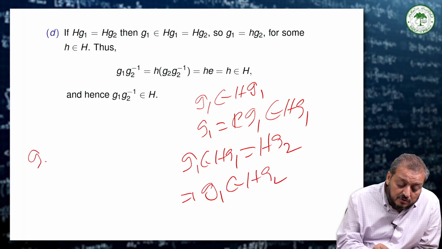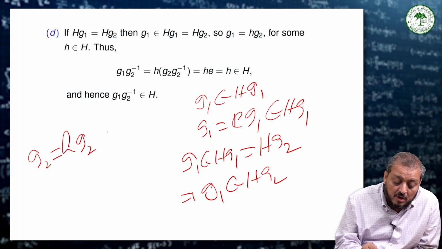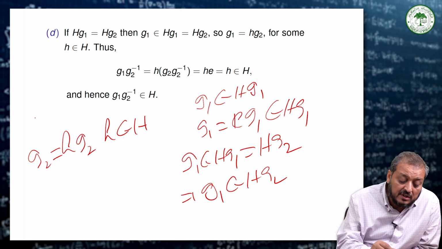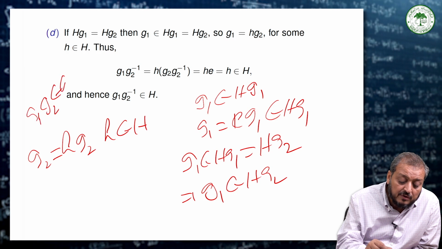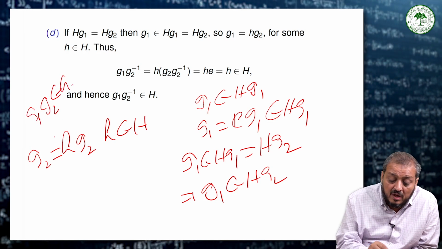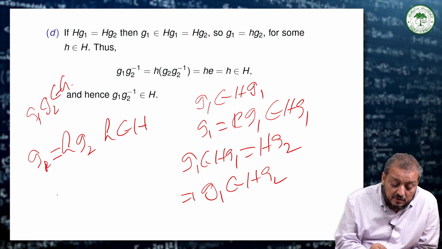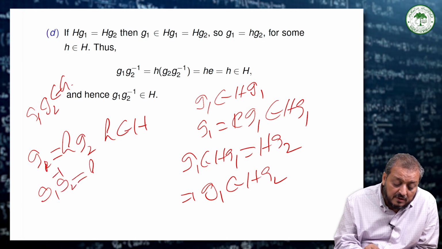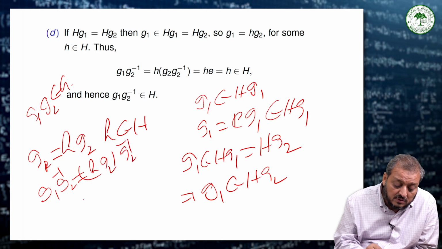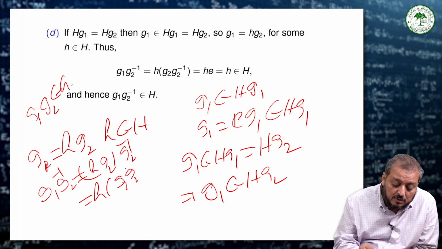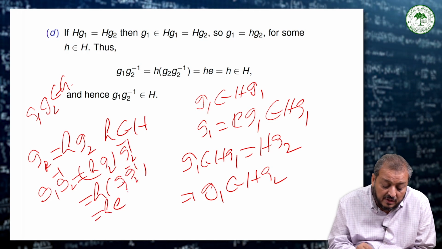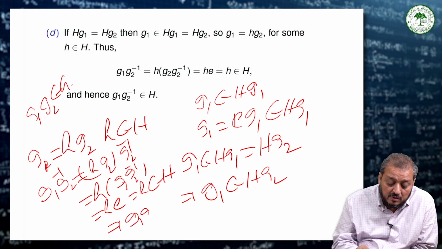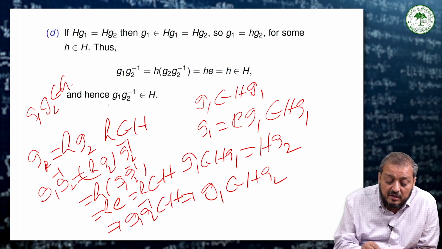If g1 is an element of Hg2, then g1 can be written as h·g2 for some h in H. Since g1 and g2 are elements of the group, we can write g1 g2 inverse as h g2 g2 inverse, which is h times the identity, equal to h, and this is an element of H. So we finally show that g1 g2 inverse is an element of H.